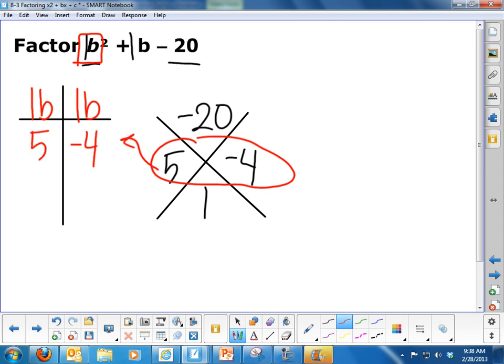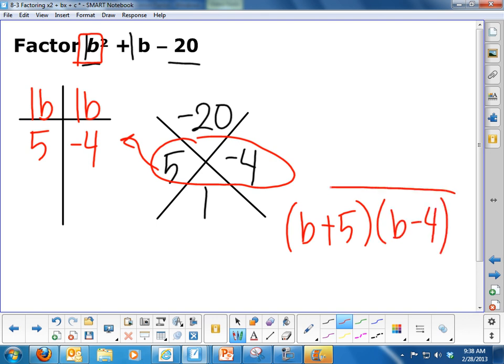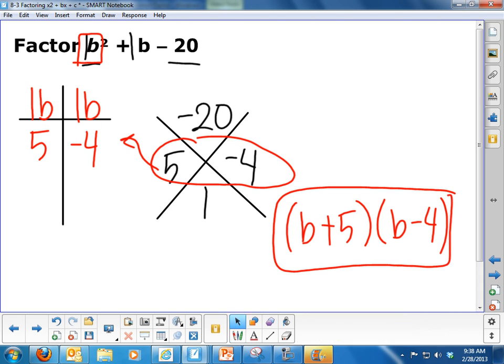Then I look to see if I can simplify those. 1 over 5 cannot be simplified, so that just gets written as b plus 5. And then my next binomial is going to be 1b minus 4, or just simply b minus 4. Those would be the two binomials that multiplied together give me the product b squared plus b minus 20.